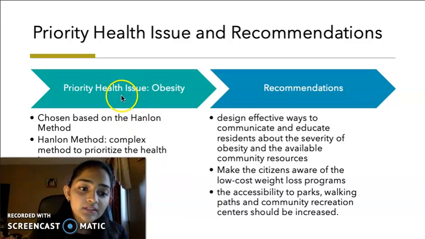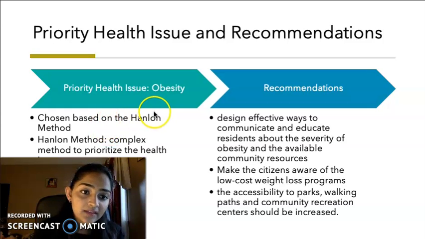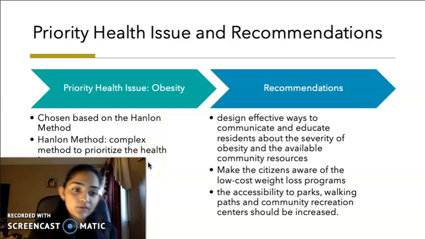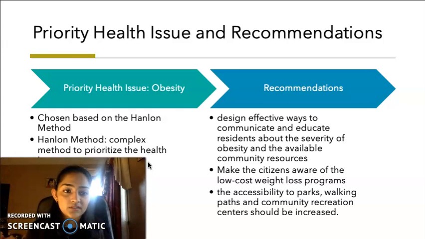So the priority health issue is obesity, and this is chosen based on the Hanlon method. The priority score is not calculated due to the lack of information available. However, due to the magnitude of the problem and the size of the issue, obesity is chosen as the priority health issue.